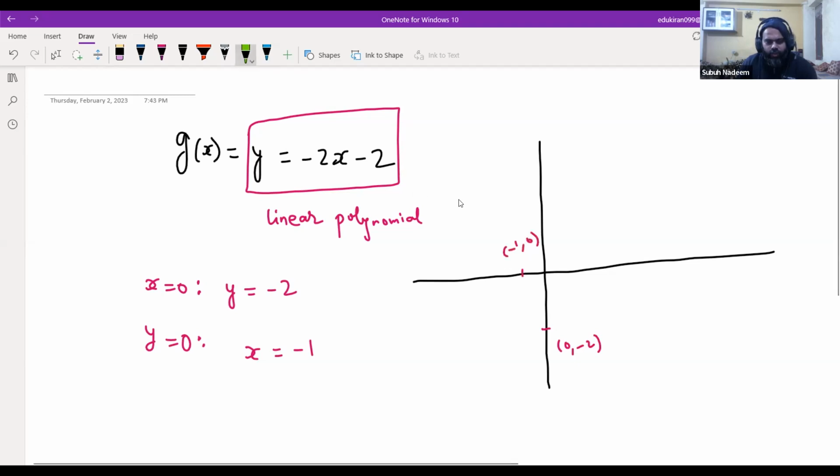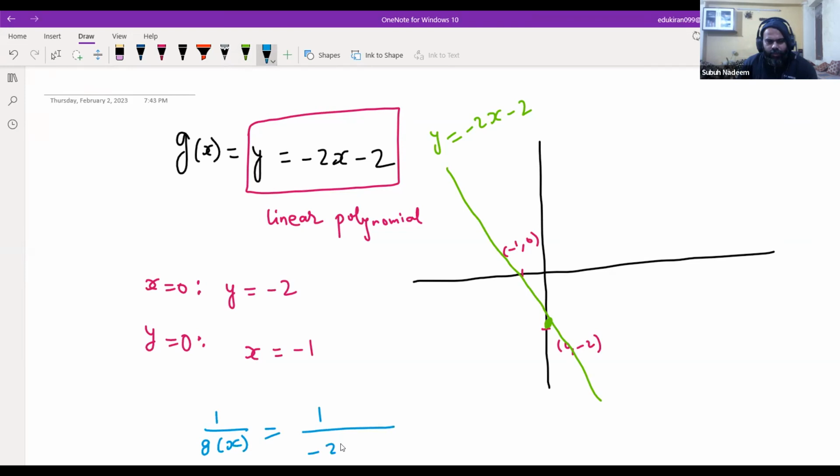Now, when you join these 2 points like this, you get this line, y is equal to -2x minus 2. Now, if you take the reciprocal of this, that is 1 by gx, that will be 1 by -2x minus 2.